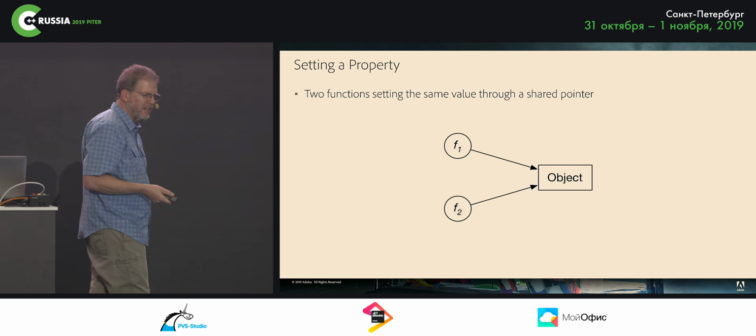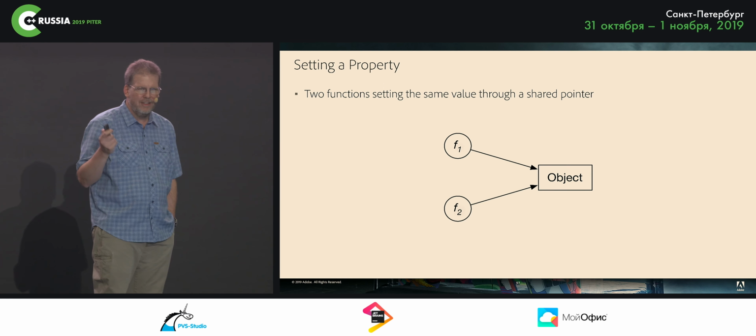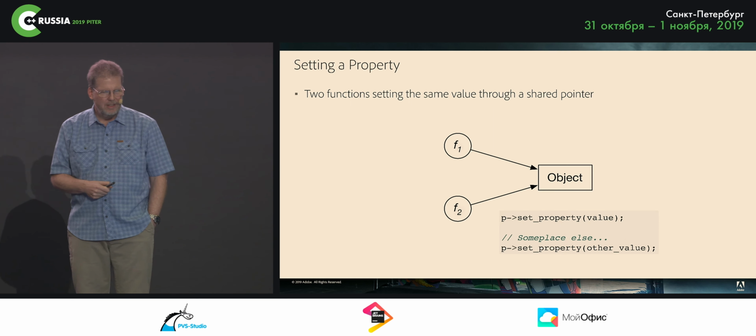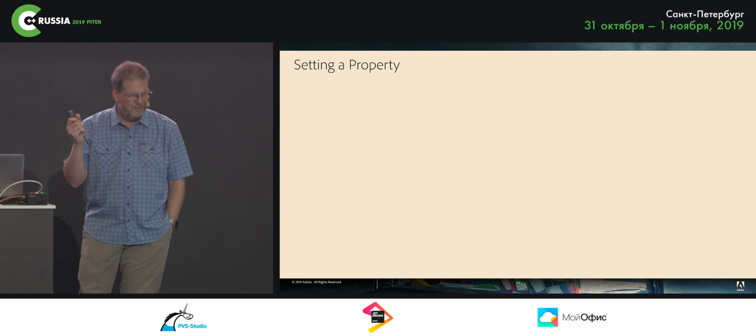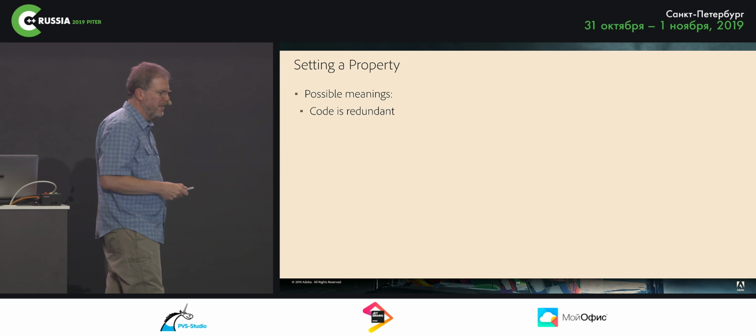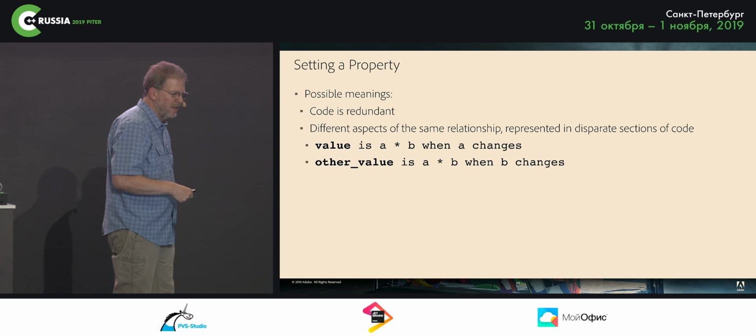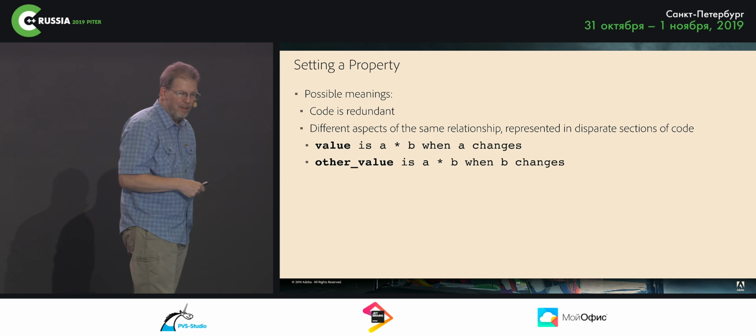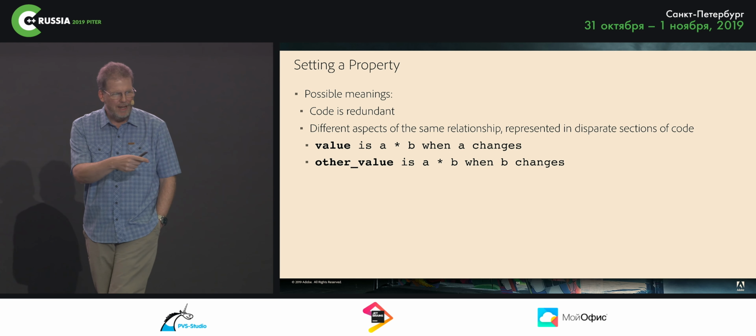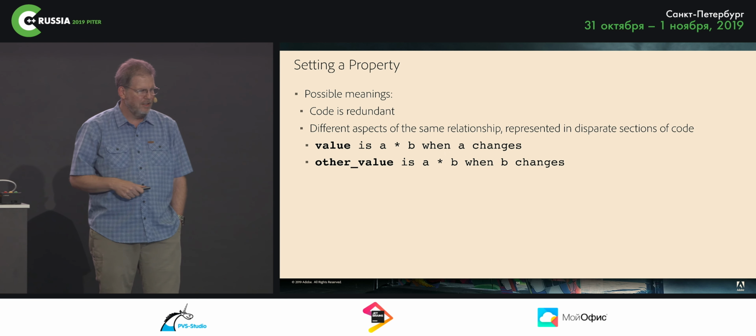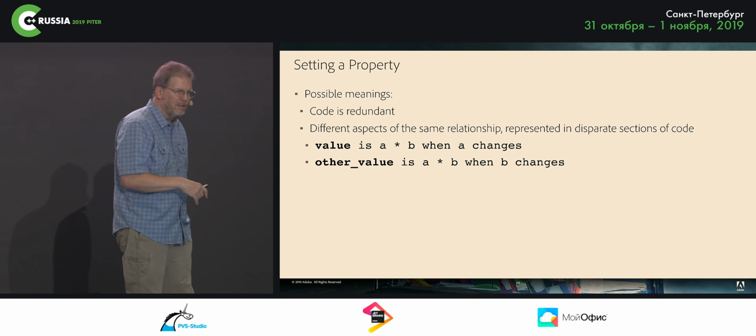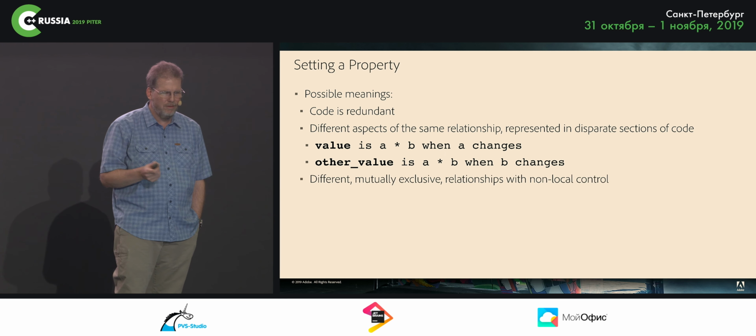So, two functions setting the same value through a shared pointer. This has exactly the same structure, right? Possible meanings. Maybe the code's redundant. Maybe we have different aspects of the same relationship represented in disparate sections of code. So we have some value is A times B when A changes, and we also have the value is A times B when B changes. Okay, so it can come in two different ways.